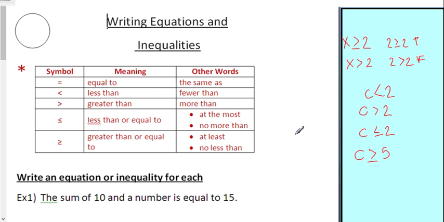Go to the kitchen and get no less than 5 cookies. What does that mean? Well, it means you can get 5 or more. So that would be this one again. So you can see that these words are very similar to each other, but they all mean very slightly different things.